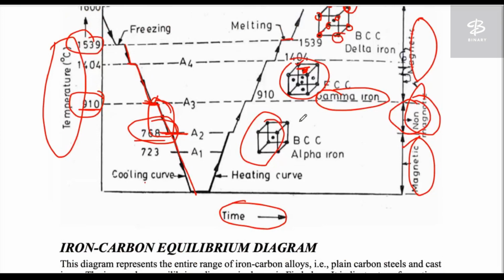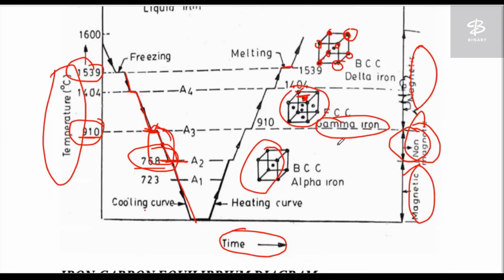If we talk about the different kinds of structure that we get in the cooling curve or the phase diagram of iron, there are only two, either BCC or FCC. None other do we get in iron. But what is the difference? At first, when it just solidifies and converts into a solid, there we have the beta iron having BCC nature.